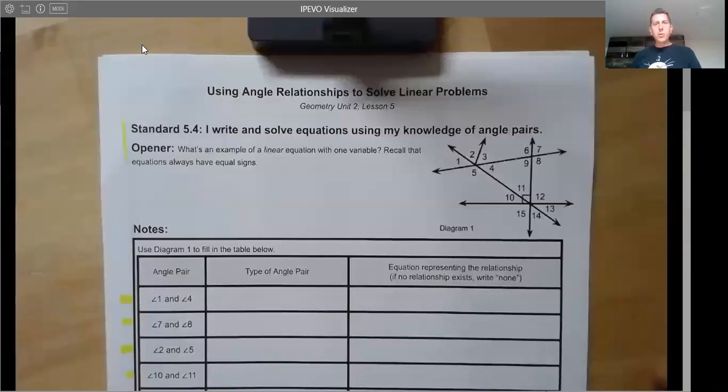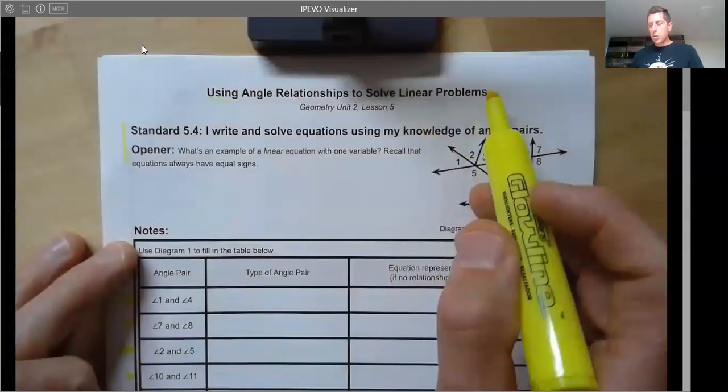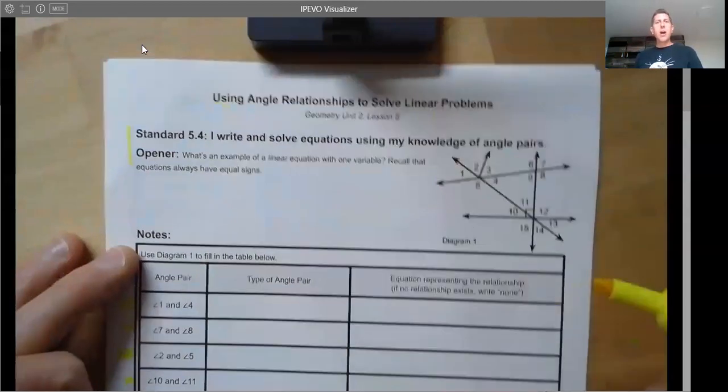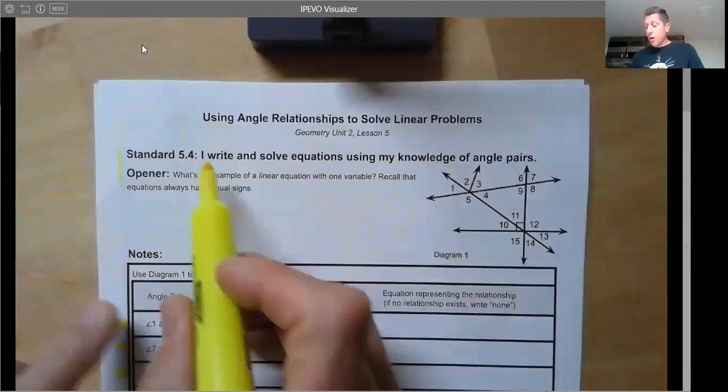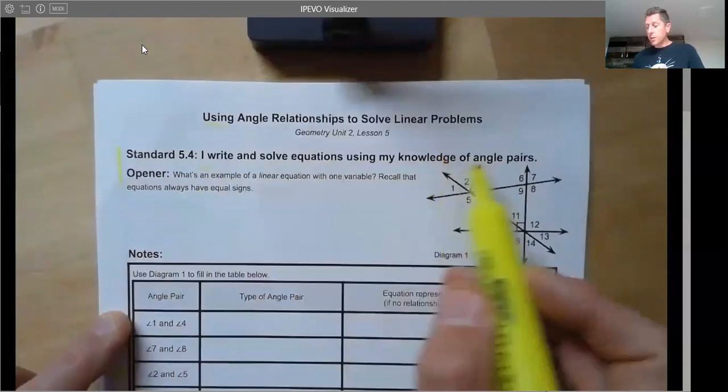We are going to do Geometry Unit 2, Lesson 5, and the main focus for today is using angle relationships to solve linear problems. So linear meaning line, simple algebraic equations, not any systems or any quadratics. So we're not going to have any of those. Standard 5-4, I can write and solve equations using my knowledge of angle pairs.